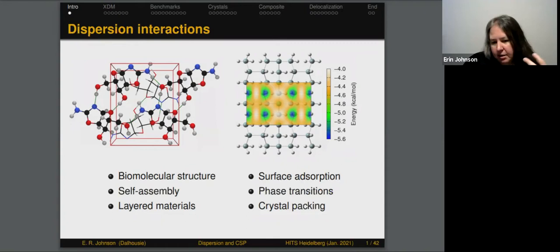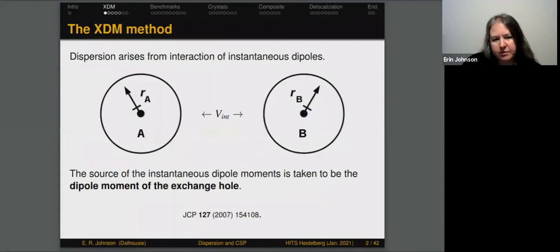However, despite the ubiquity of dispersion in chemistry, it is not well described by conventional density functional theory methods, so we need to add a dispersion correction to our base density functionals. The picture of dispersion that we use is the same one we explained to our first year chemistry students, and that is that dispersion arises from interaction of instantaneous dipoles. So if you have an instantaneous dipole moment in the electron distribution of one atom or molecule, that can interact with an instantaneous dipole moment in the electron distribution of the second atom or molecule. And it's this interaction between the instantaneous dipole moments that gives rise to dispersion.